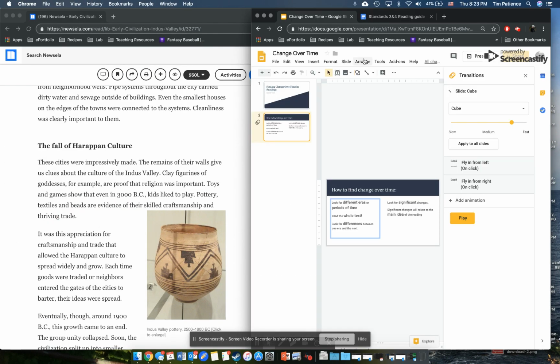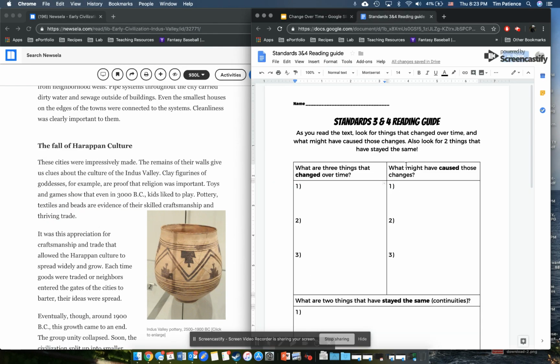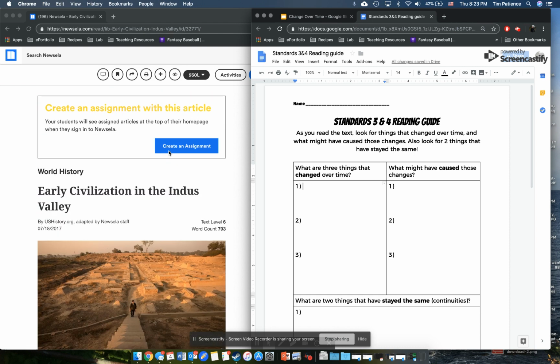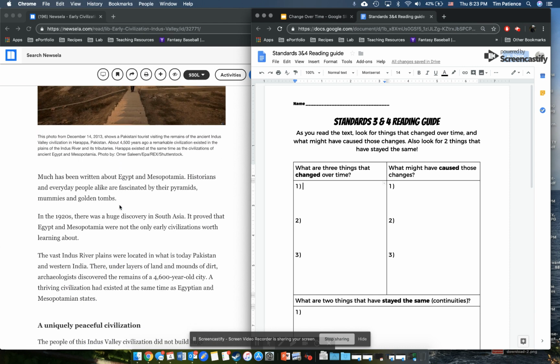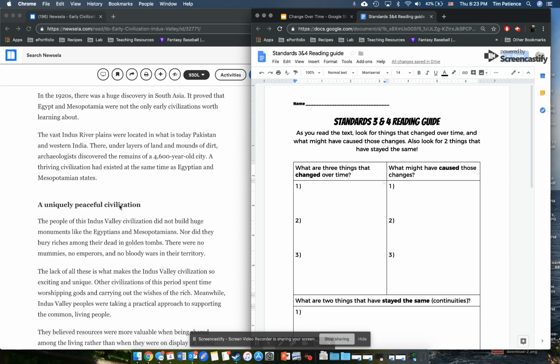So I want to give you an example of what this would look like. We're going to use our same reading guide that we've been using with the videos, only now we're going to apply it to a reading. I'm going to use this reading about early civilization in the Indus Valley. We are not going to use the whole thing for this example because it would take too long.